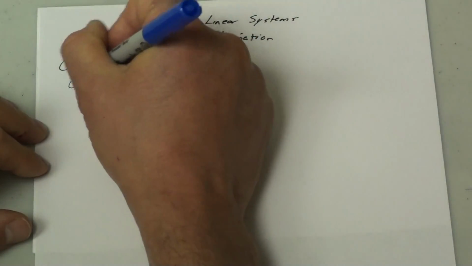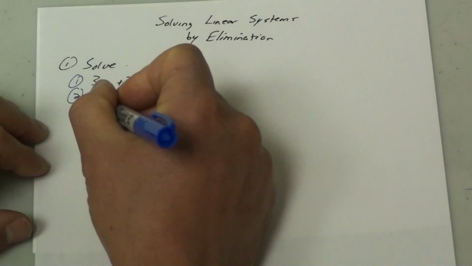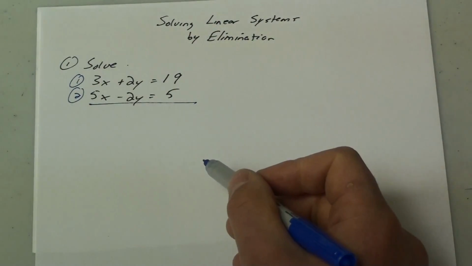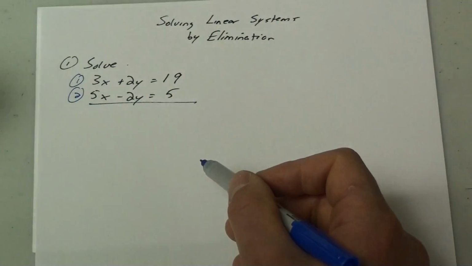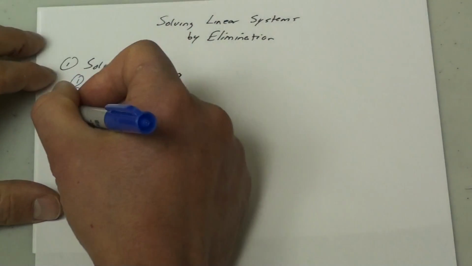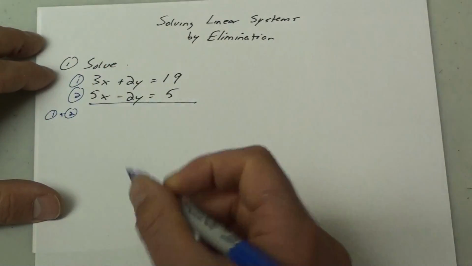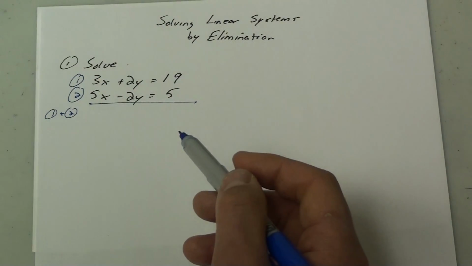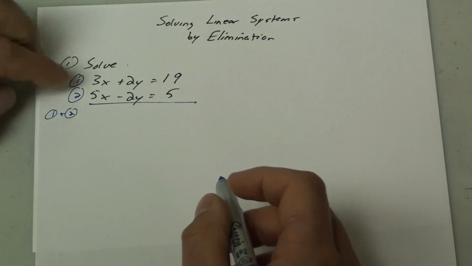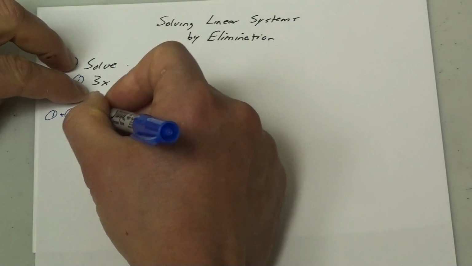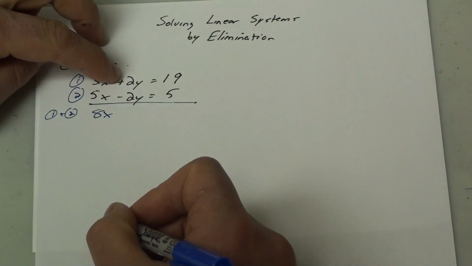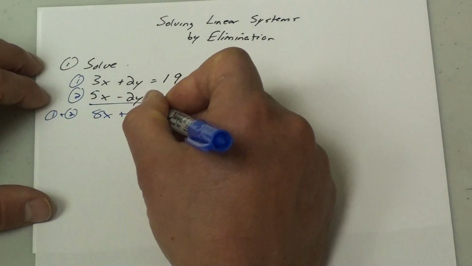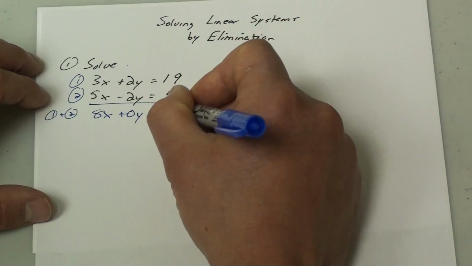So I want to number my equations, equation 1, equation 2. And what I can do is add or subtract my equations, try and get rid of one of the variables. So in this case, I'm going to add my equations. I'm going to take equation 1 plus equation 2. I want to add it because I know when I have 2 plus negative 2, it's going to end up with 0. And that's what I'm looking for. So 3 plus 5 is 8x. 2 plus negative 2 is going to give me 0y equals 19 plus 5 is 24.